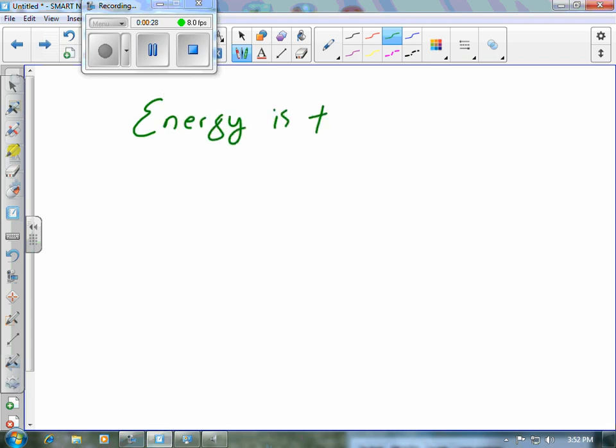Energy is the ability to do work. So, energy is the ability to apply a certain force over a given distance. In this sense, energy and work are synonymous. So when you calculate how much work it took to do something, it's just like saying how much energy it took to do something.